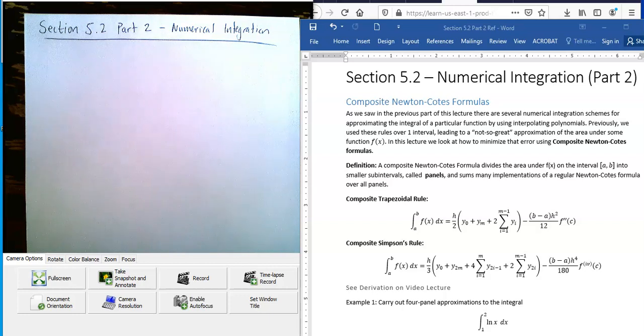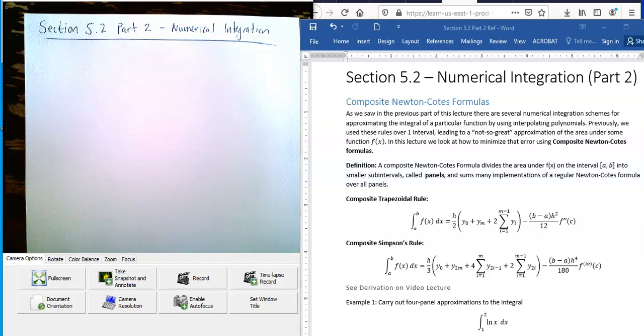So here we're going to talk about what are called composite Newton-Cotes formulas. So let's look at the definition of those. The definition of a composite Newton-Cotes formula: basically these composite formulas just divide the area under f of x on the interval a to b into smaller subintervals called panels. And we sum all of the approximations for those panels to get the overall area approximation for f.